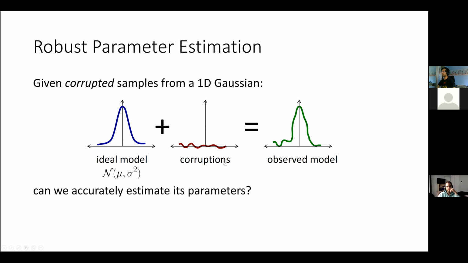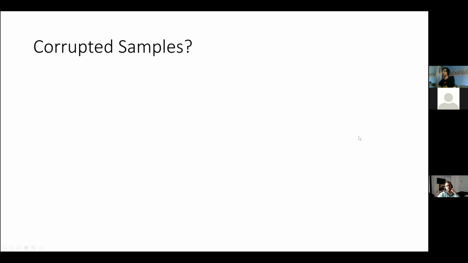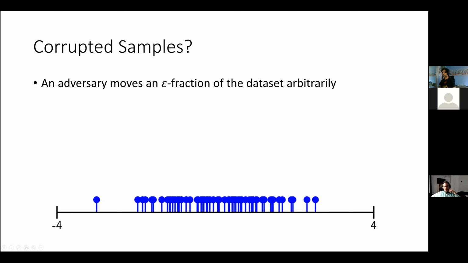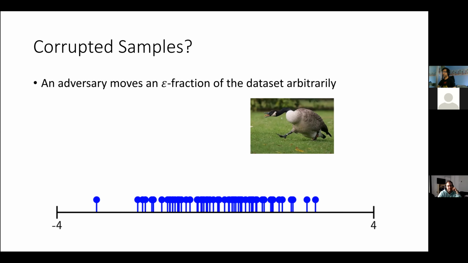So let's be a bit more precise as to what we mean by this middle part here, corruptions. What does it mean to corrupt a distribution? The following will be our corruption model. We'll imagine that an adversary can move an epsilon fraction of the data set arbitrarily. So to illustrate this, imagine this is our data set. All these blue points are the clean samples. But then an adversary comes along and changes an epsilon fraction of the points however they like.